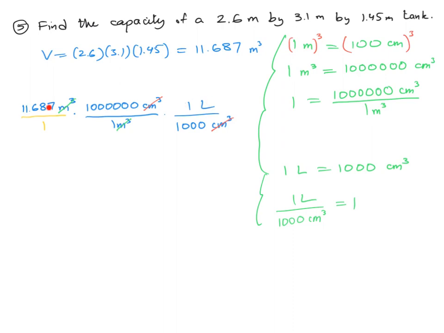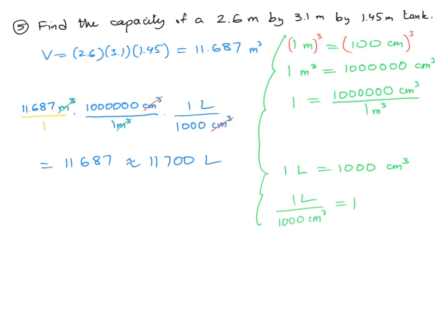So now I take the 11.687, multiply by 1,000,000, divide by 1,000, and I end up with 11,687, but of course I wanted 3 sig figs, so I'm going to say 11,700 liters, because those are the units that I was looking for. So that is the capacity of this tank, or whatever it might be.